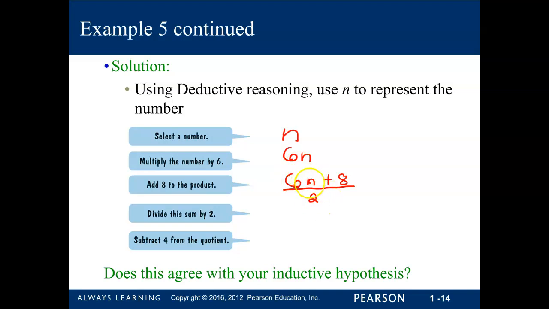So if you see here, 6n divided by 2, that would be 3n. And then you will have 8 divided by 2, that's going to be a 4. And then you have the last part, subtract 4 from the quotient. So subtract 4, and you will see that the resulting number would always be 3 times the number n, which is the same as what we have seen earlier.